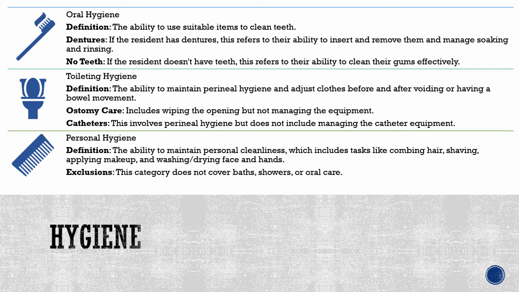Toileting hygiene. This is the ability to maintain perineal hygiene and adjust clothes before and after voiding or having a bowel movement. When an ostomy is involved, like a colostomy bag or a urostomy, this includes the wiping of the opening, but not managing the equipment and doing tasks like putting it on or emptying it. Catheters. This involves perineal hygiene, but it does not include inserting the catheter or emptying of the catheter.